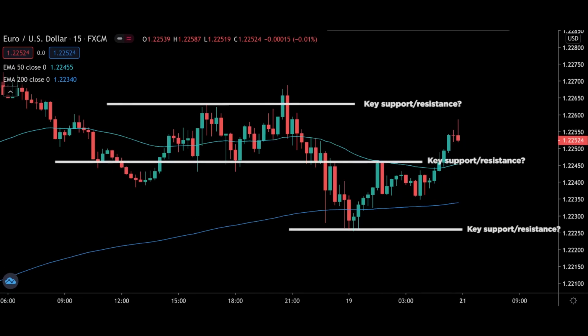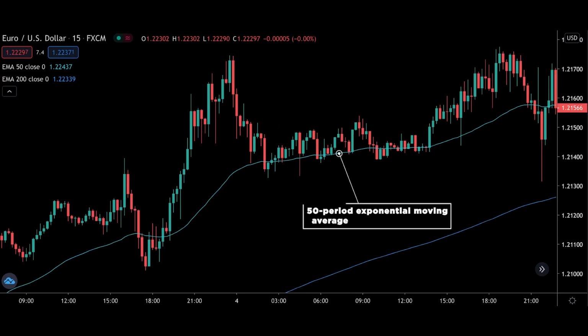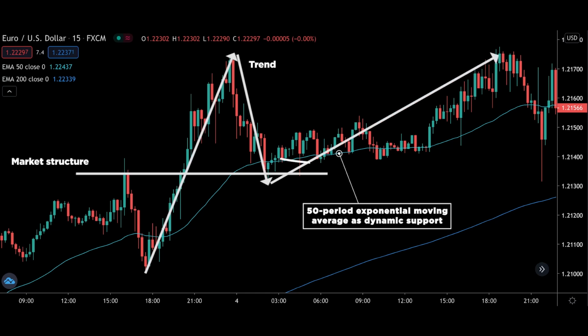Most traders struggle with identifying key support and resistance levels. And the beauty of this strategy is that you are using the exponential moving average as dynamic support and resistance. Hence, you don't need that much experience to pull it off. The exponential moving average gives you the exact level to look for a potential trade. But if you are more advanced and know how to read market structure, trend, and price action, you can integrate this as well. So basically, there's something for everyone in this video.